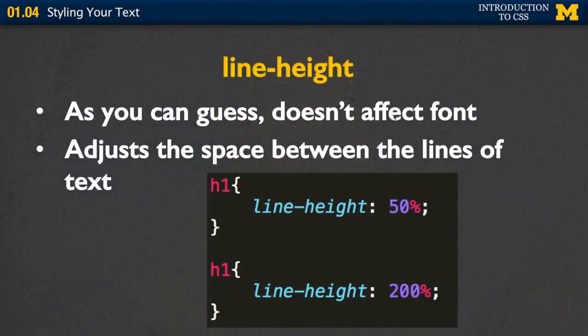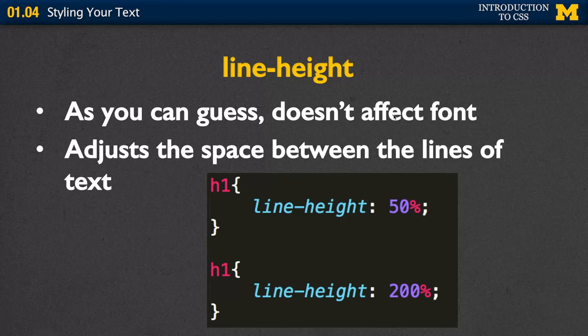Next, we're going to talk about line height. And line height is really different because it's not affecting the font itself. It's not affecting your text. It's affecting how much space is around your text. Some of you may have used Word before, and you can go and you can kind of adjust how much space there is between the lines. Maybe you want it to be 1 line, 1.5 line, double space. That's what we're talking about here.